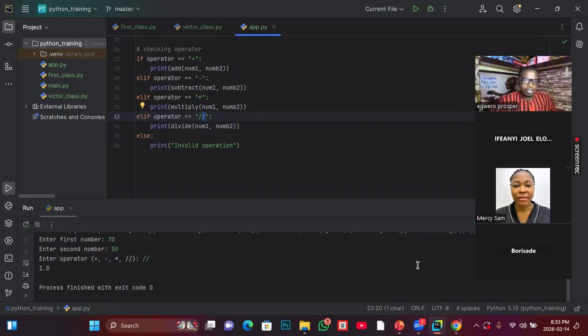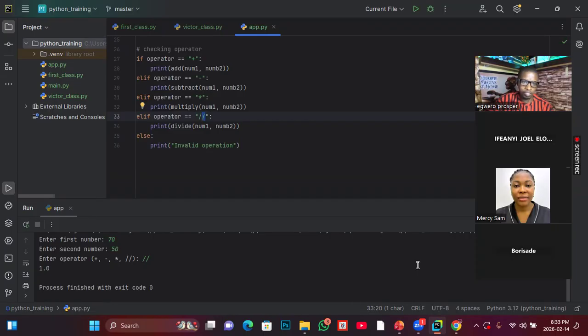Those that wrote the code, have you confirmed your app is working? I just want to give us an introduction, or maybe I should wait till tomorrow. I got 0.0. Is that okay? What value did you input first? What was your first number? First number 50, second number 70.